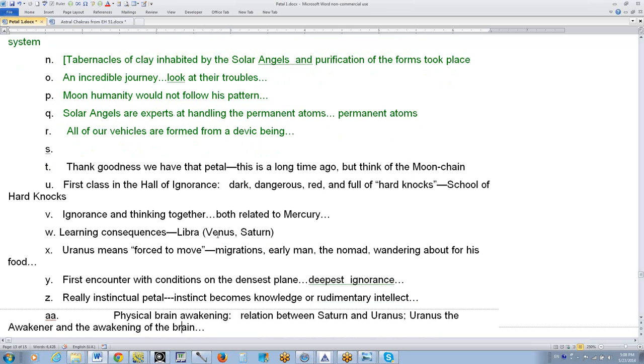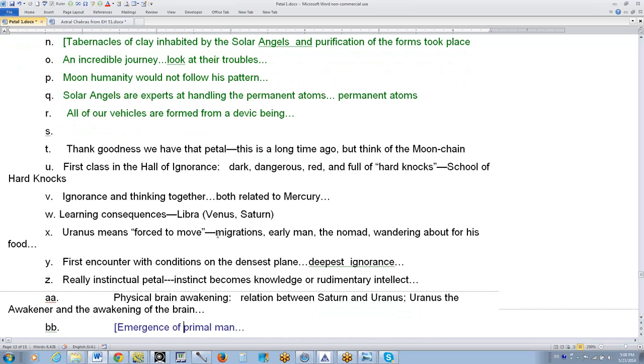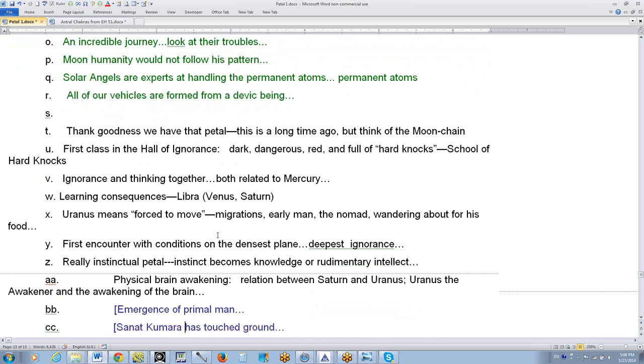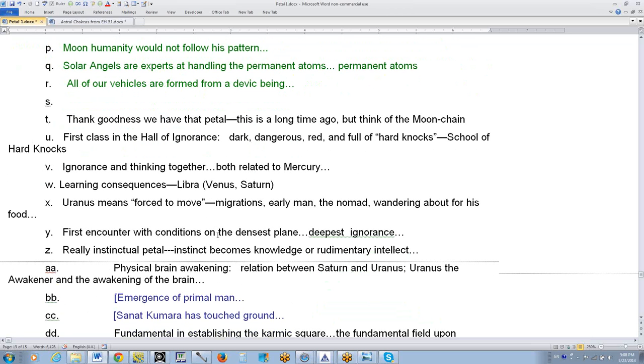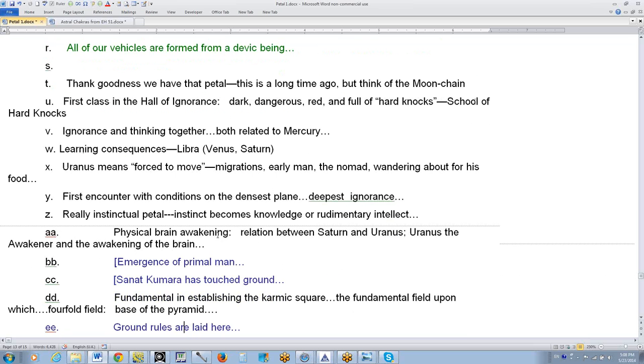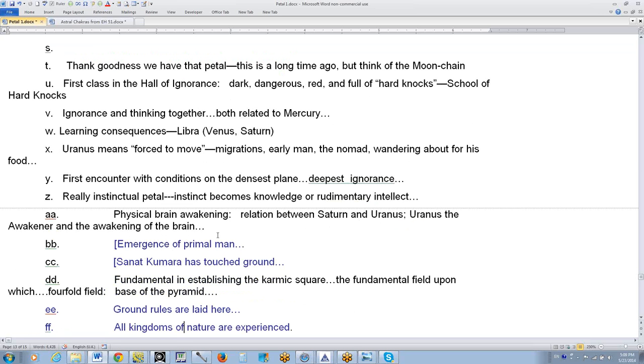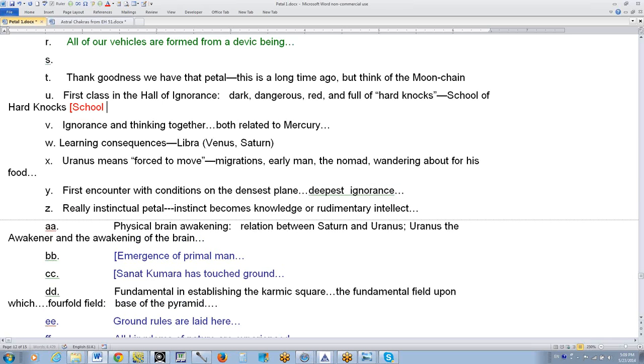Moon chain humanity had not yet come in. It would follow a very different kind of process. It's the first class in the Hall of Ignorance. It's dark, it's dangerous, it's red, it's full of hard knocks. It's the school of powerful impacts. Maybe I could write that in. You see what I'm doing? I'm not really taking time here.